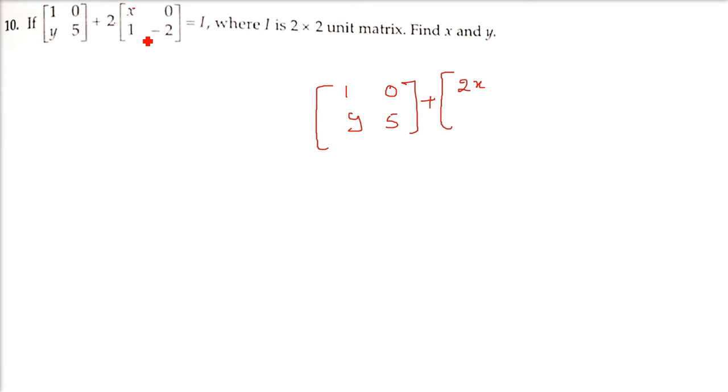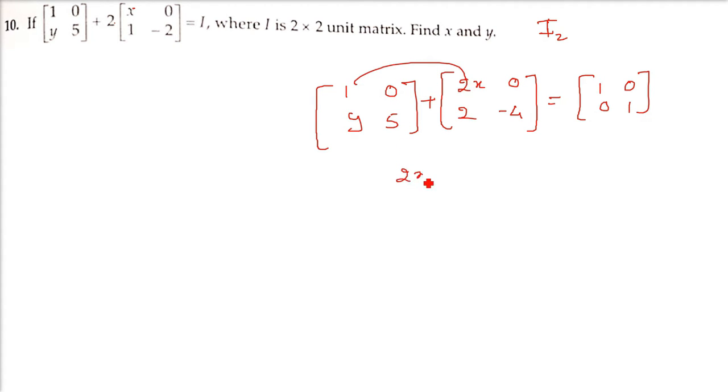Multiply every term by 2: 2x, 0, 2, 2 2, 4 minus 4. And this is equal to the identity matrix. The identity matrix is what? 2 by 2 with the diagonal as 1. All the diagonal will be 1. Okay. Now add these two.